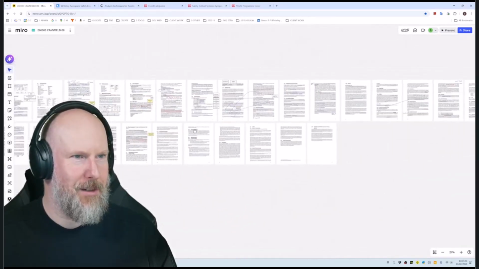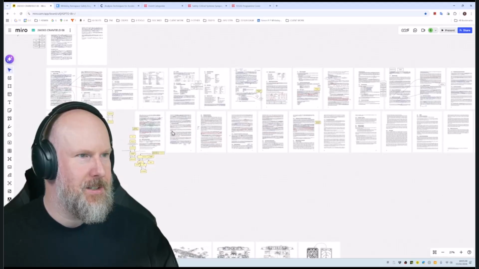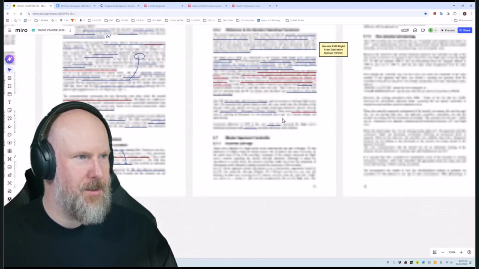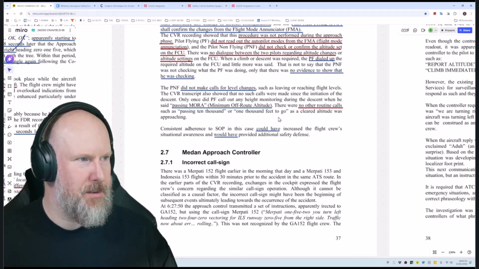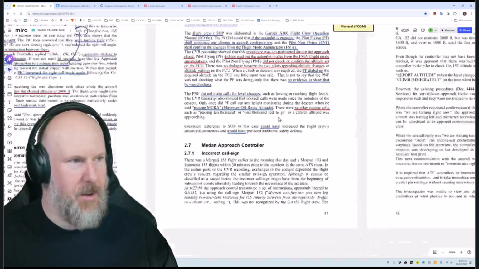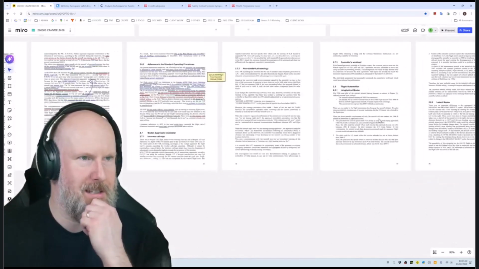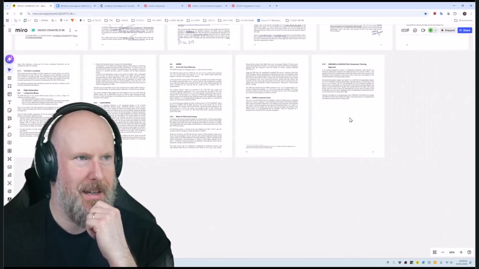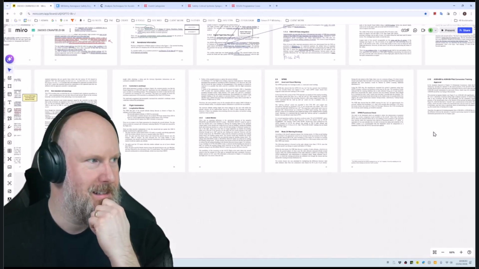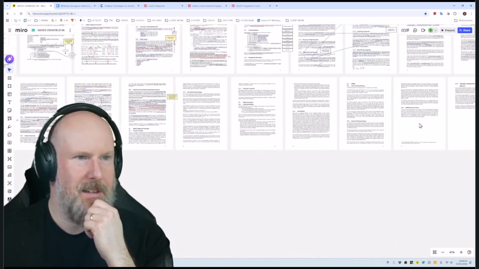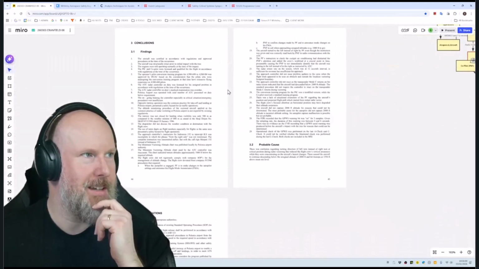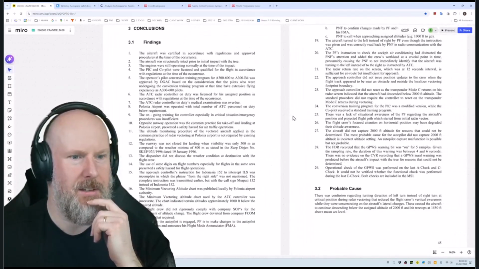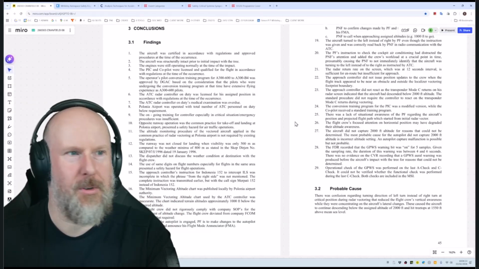Okay, so where did we get up to last time? We got up to section 2.7, Medan approach controller, so we'll continue from there. That's page 37, and we've got up to page 43. A few pages there to get through to finish section 2, and then section 3, conclusions, is 2 pages, so we should be able to get through that pretty quick.